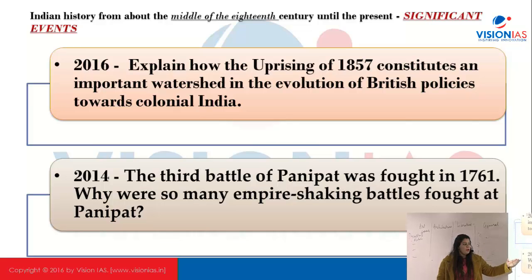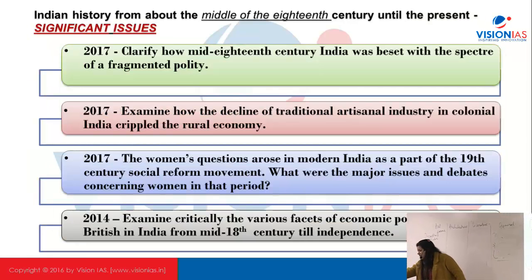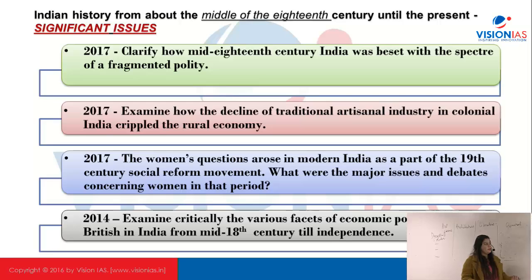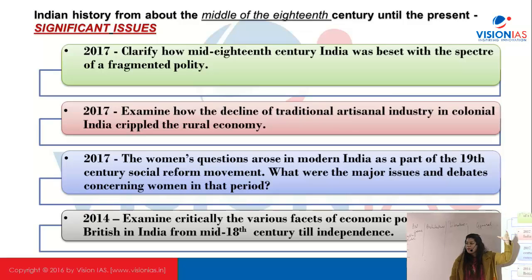This is an event. Battle of Panipat. Why so empire-shaking battles were only fought in Panipat? Again, an event-based question or a reason-based question. Now, issues which I was telling you. Clarify how mid-18th century India was beset with the spectre of a fragmented polity. Fragmented polity, at that point of time, the rise of successor states was an issue, right? Similarly, decline of traditional artisanal industry in colonial India, issue, right?